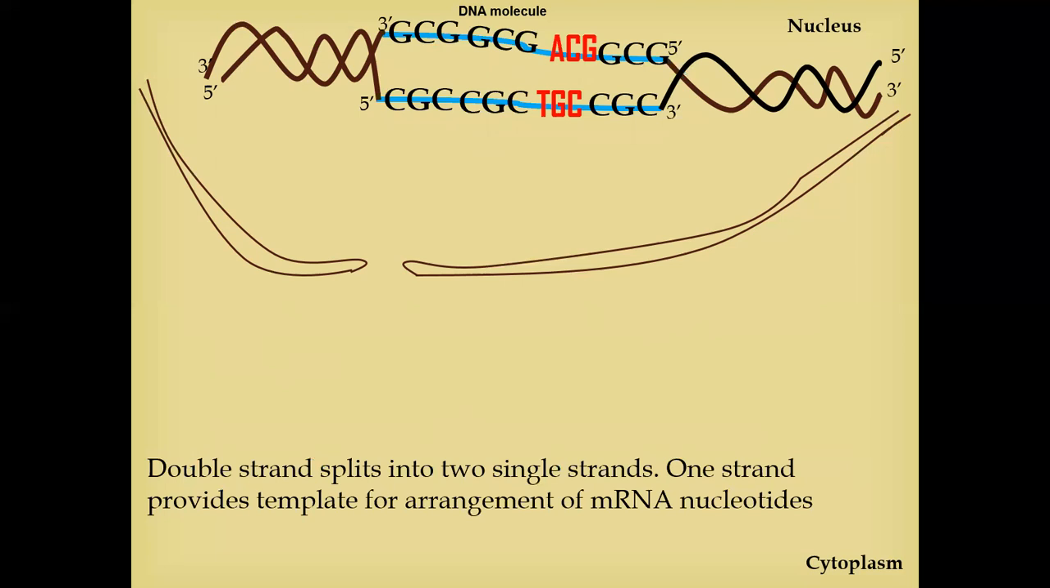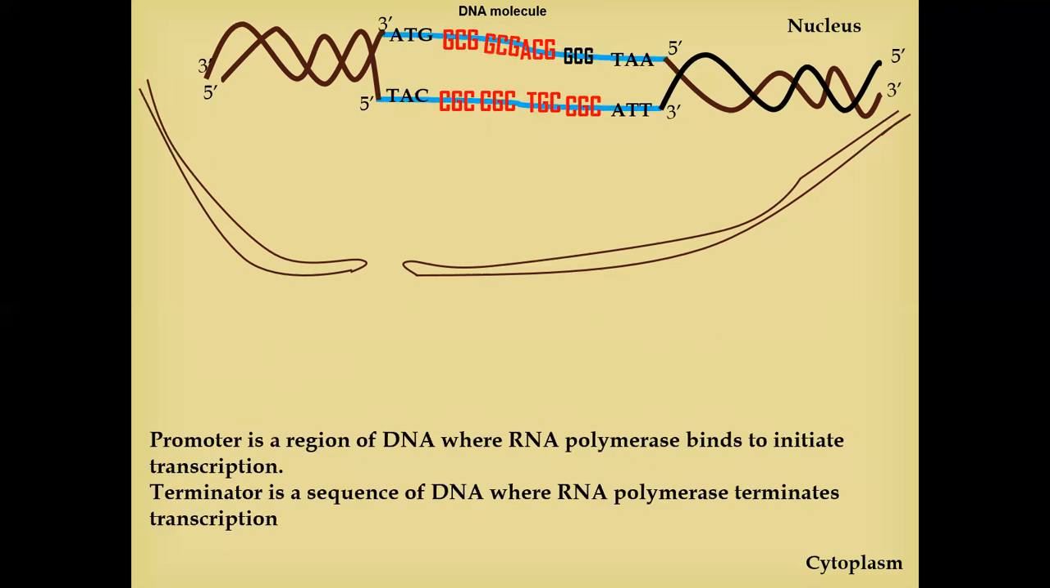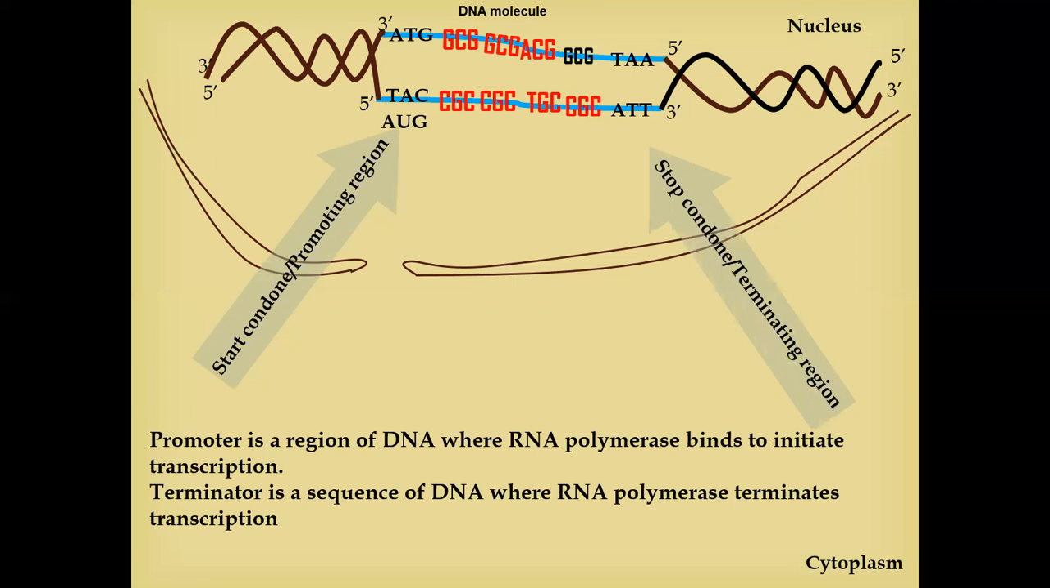Now, this region of the gene contains two regions. For example, one region is called the start codon or promoter region. This promoter region contains a start codon. For example, thymine, adenine, cytosine will make AUG on messenger RNA. So that is the start codon, while the region opposite to the promoter region is the terminator region.